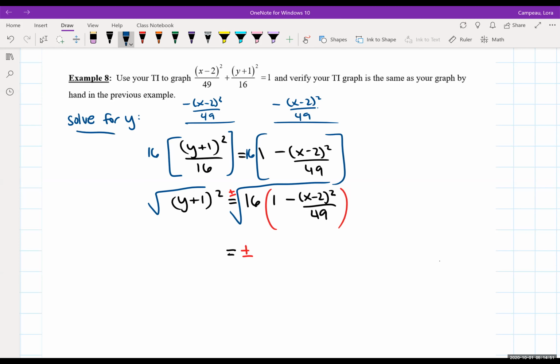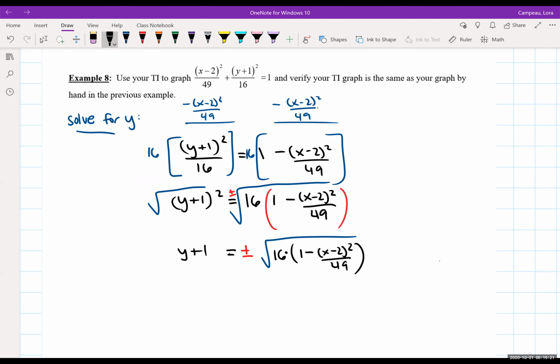And what this right-hand side does, really what we're looking at, let me try to draw that a little straighter for you all, is you're taking the square root of 16 multiplied by 1 minus (x − 2)² over 49. And I'm not really bothering simplifying. You might be able to pull a factor of 4 out from the 16 factor, but it's really not worth it at this time. So on the left-hand side, we are left with y + 1.